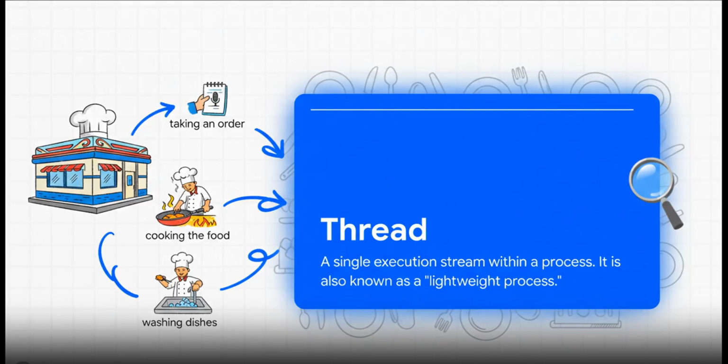Now, inside that restaurant, you've got your individual workers, right? That's what a thread is. It's a smaller, nimbler unit of work that happens inside the process. So in our restaurant, one thread is the waiter taking an order, another thread is the chef cooking the food. They all work inside the same restaurant, sharing the same kitchen.